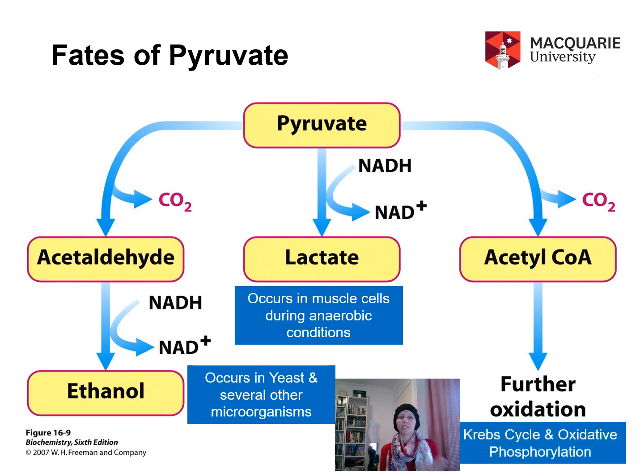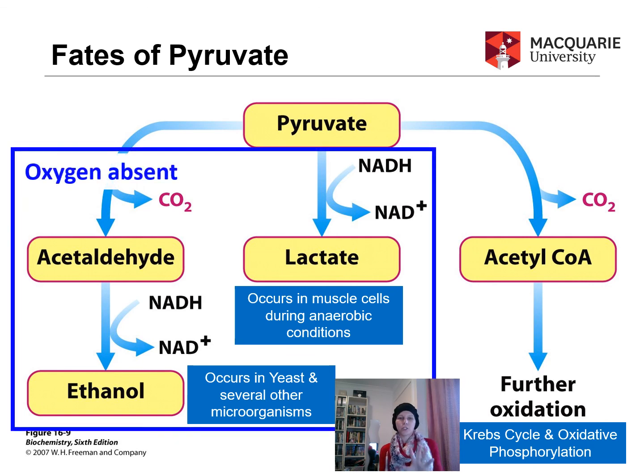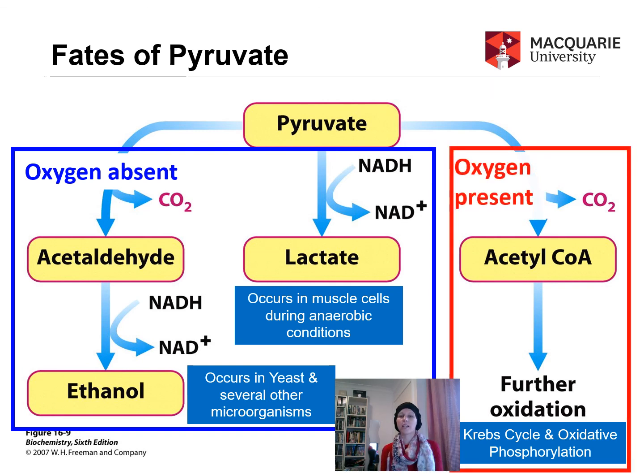So there are these 3 fates of pyruvate that occur under different conditions and in different organisms. 2 of them are where oxygen is absent, so they're anaerobic conditions. 1 of them requires oxygen to have the complete oxidation of pyruvate.